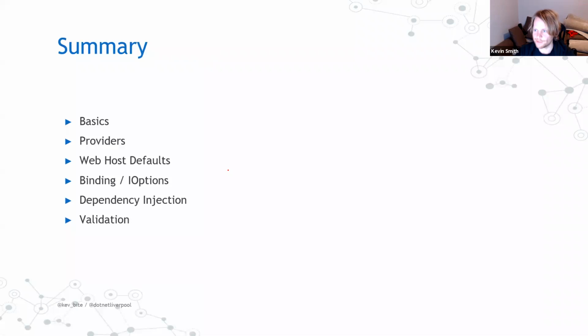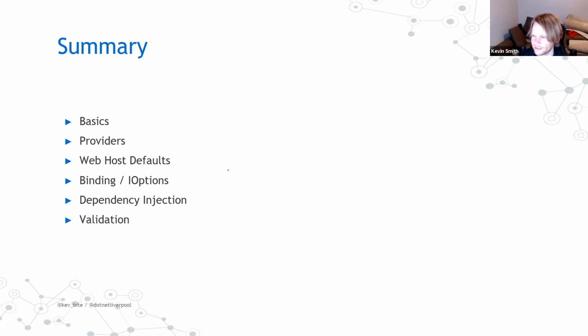So in summary, we went through some basics of the new configuration stuff in .NET. So now you understand that it can run pretty much anywhere. We also should know that there's a lot of providers for it, and you can build your own providers on top of it as well. And there's a lot of community providers.